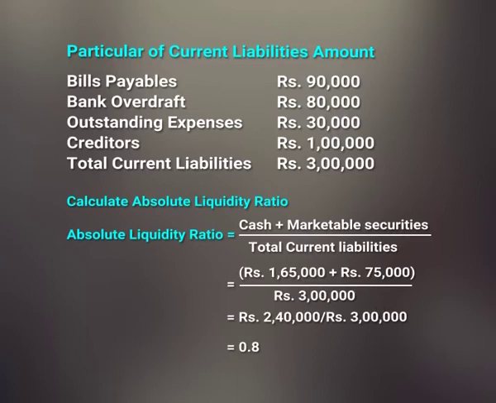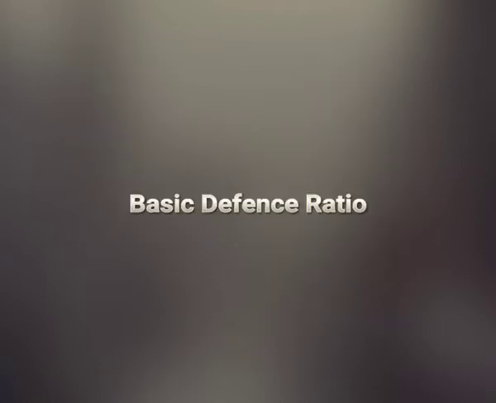Now, we have to calculate the absolute liquidity ratio. So, absolute liquidity ratio is equal to cash plus marketable securities divided by total current liabilities, which is equal to rupees 1,65,000 plus 75,000 divided by rupees 3 lakhs, the total of current liabilities, which is equal to rupees 2,40,000 divided by rupees 3 lakhs, which comes out to be 0.8. Now, we will see another ratio, which is basic defense ratio or simply defense ratio.